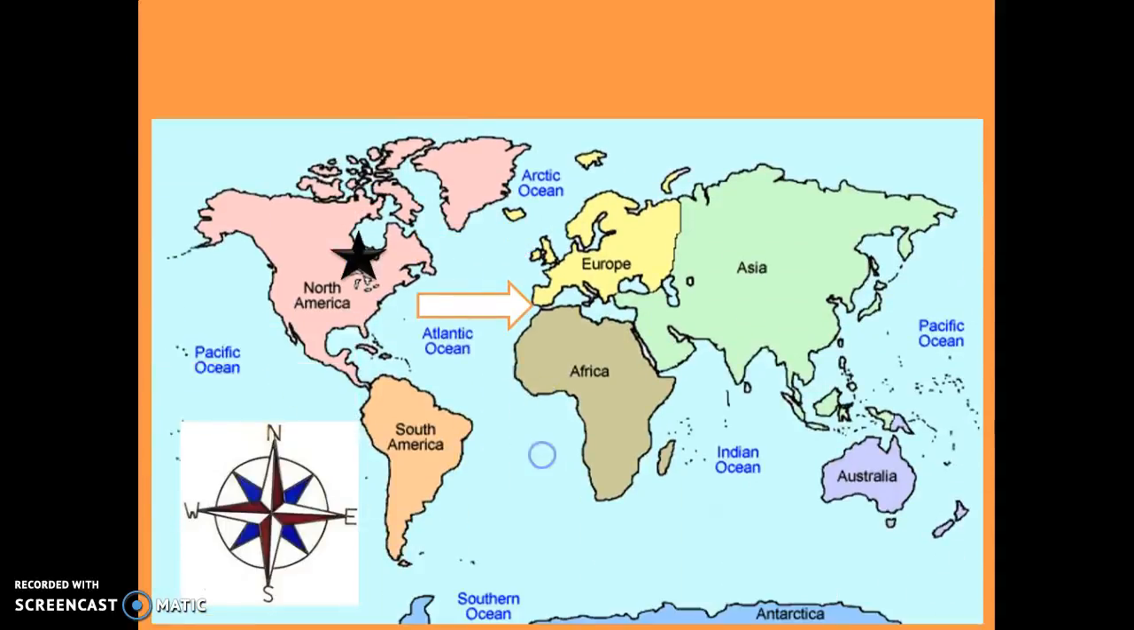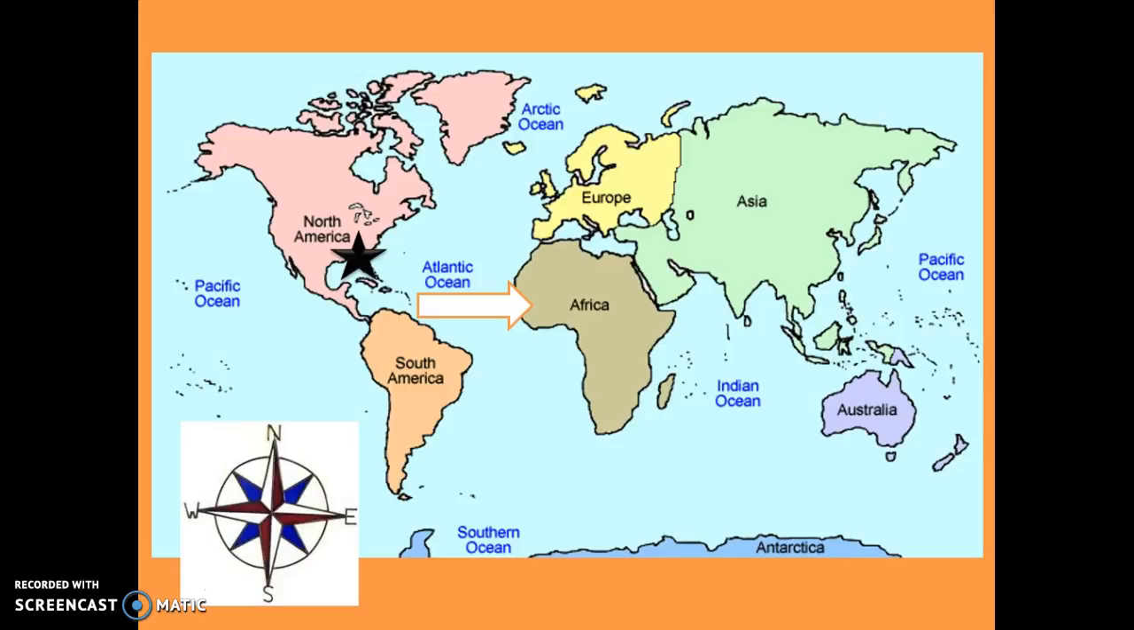So let's take a look at the map first. I know you have been on several virtual field trips already. We have visited Europe, we have visited Asia, and we have visited Australia. And this week with me, you are going to visit Africa. And I know you have also been talking about a compass. So let's look at the directions on the map.